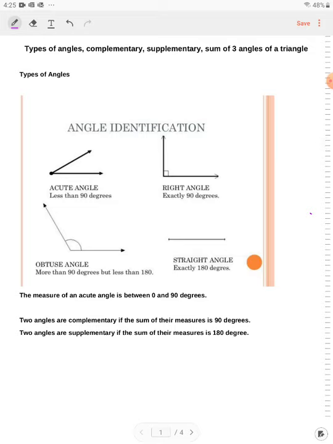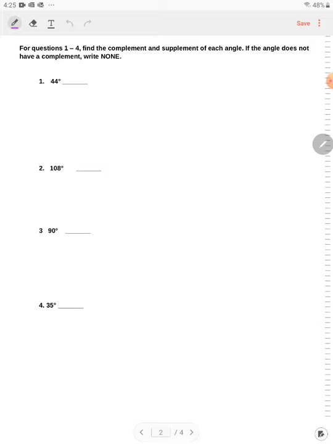Two angles are complementary if their sum is 90 degrees. Two angles are supplementary if their sum is 180 degrees. For questions 1 through 4, find the complement and supplement of each angle. If there is not one, we're going to write none.